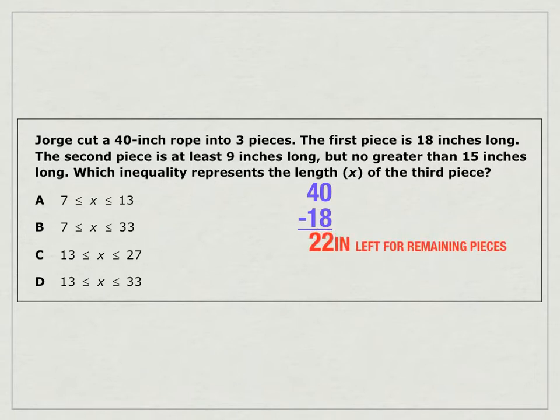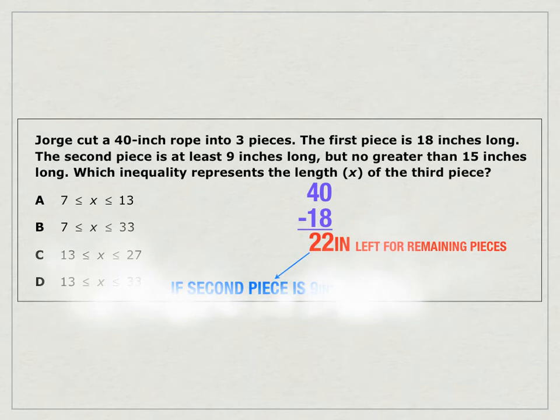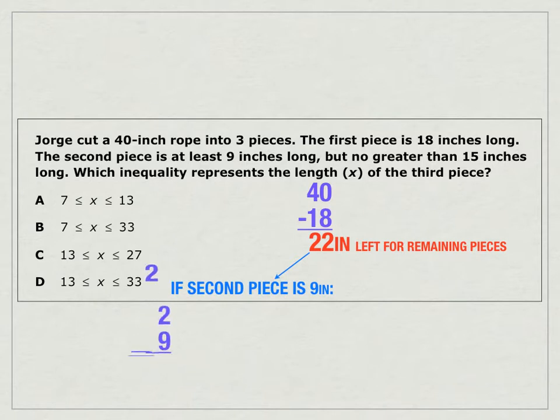Now it gives me a range of how long the second piece is going to be. It says the second piece is at least 9 inches long. So if 9 inches is cut off of the 22 inches, I would need to take 22 and subtract the 9, which would leave me with 13 inches left for the third piece. But then it also says, but no greater than 15 inches long.